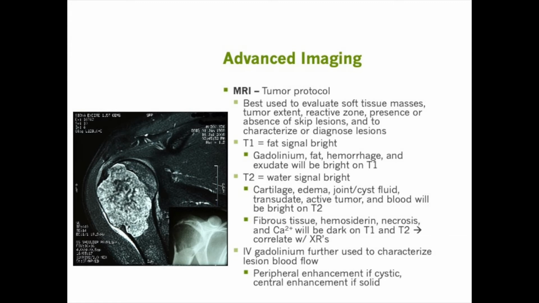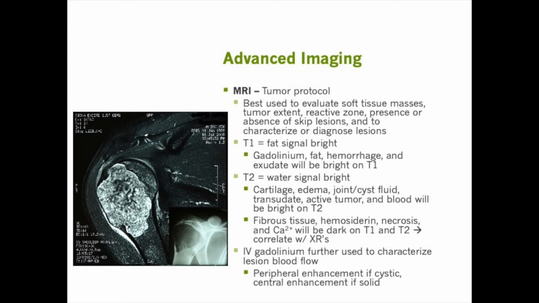What does that mean? It just means higher signal intensity compared to skeletal muscle. So all of those things may still be darker than fat, but they are brighter than skeletal muscle. So we're always talking about skeletal muscle when we are using the terms bright or dark or hyperintense or hypointense.